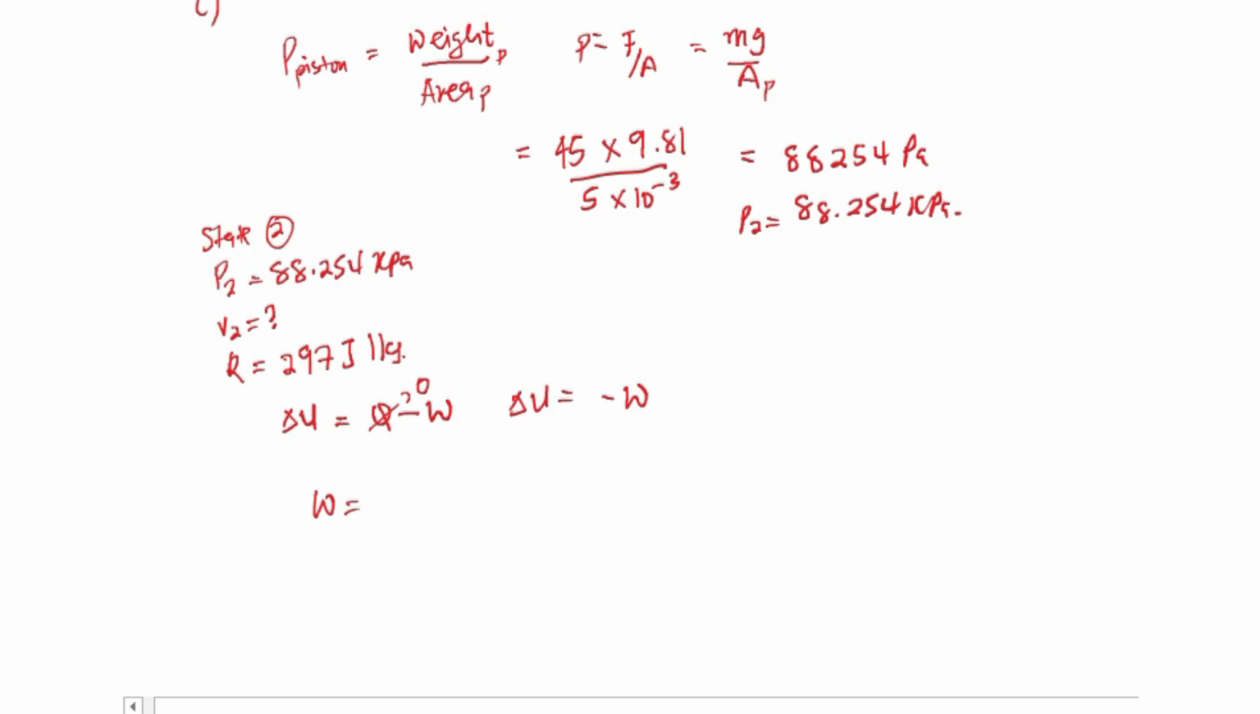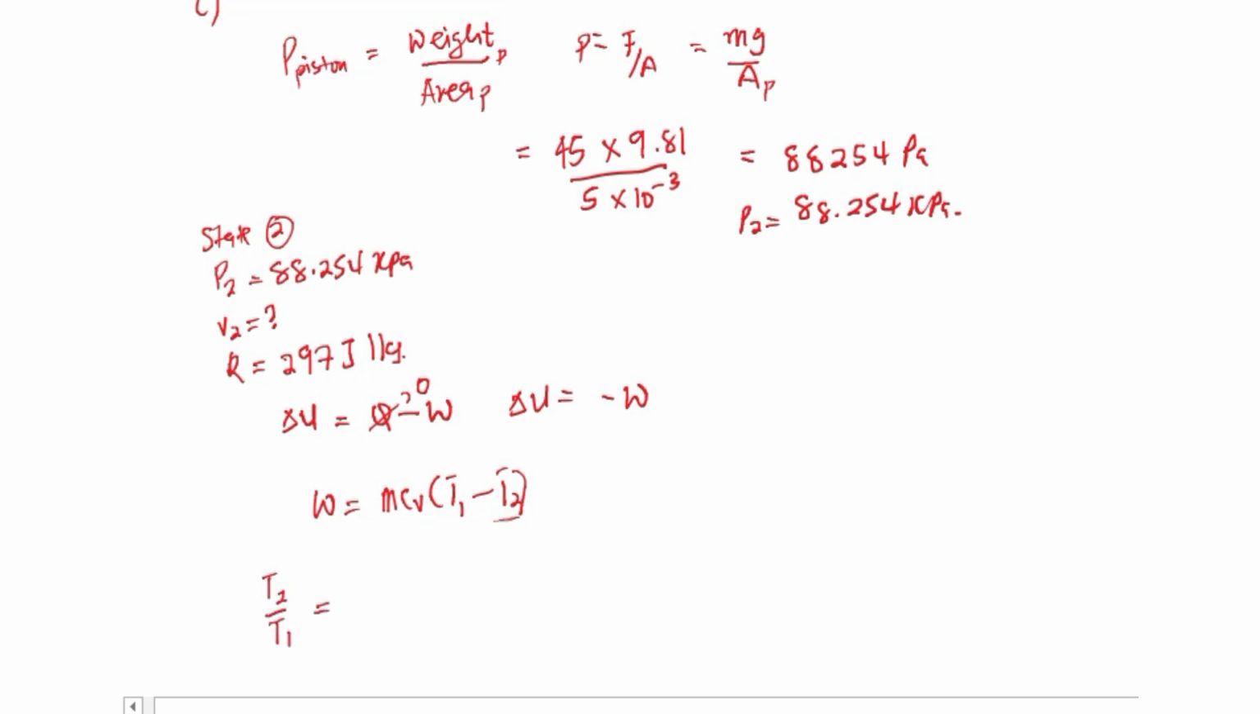This work is given by the formula mCv (T1 minus T2), where Cv is the specific heat capacity of the gas at constant volume. So here you can see that we have T1, but we don't have T2. And since it is an adiabatic system, we are going to use this relation to find T2.